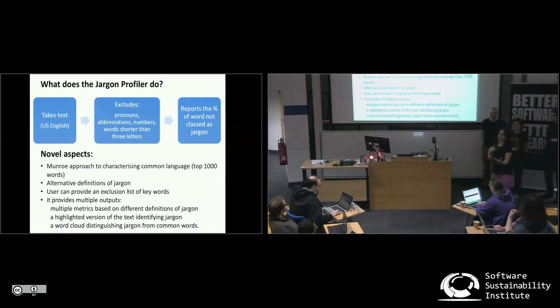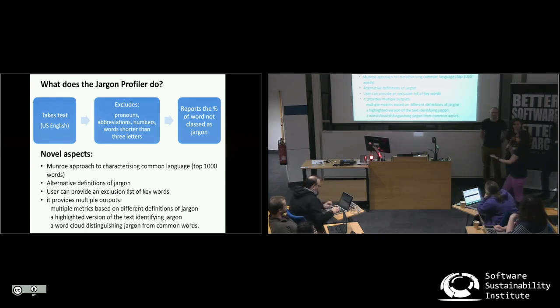This isn't a completely novel concept. There are other tools out there that do similar things, but what separates our approach is that we've made use of Randall Munroe's approach. He's the author of The Explainer, where he aims to explain concepts using the 1,000 most common words. And that's our basis for classifying jargon at the moment.